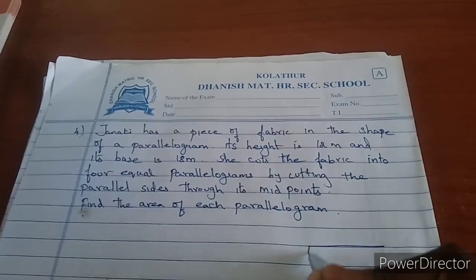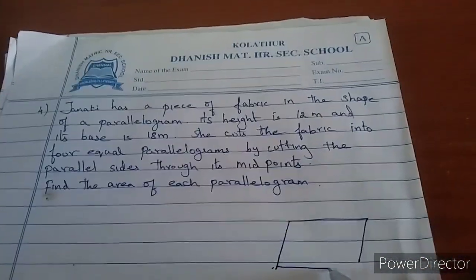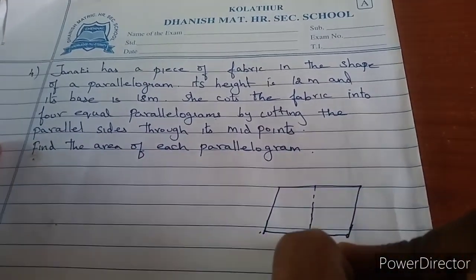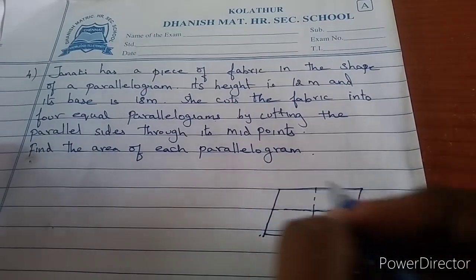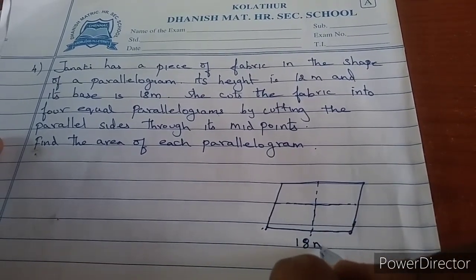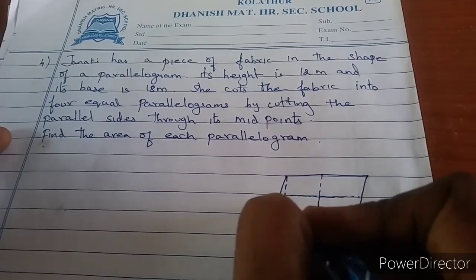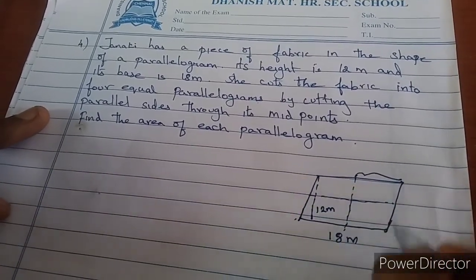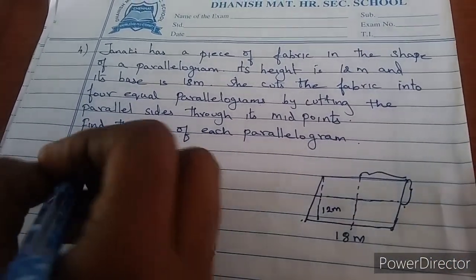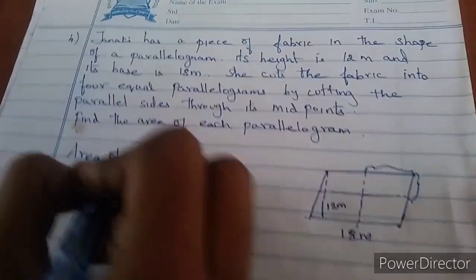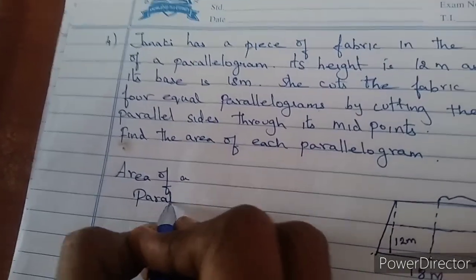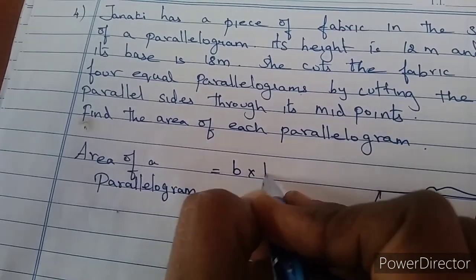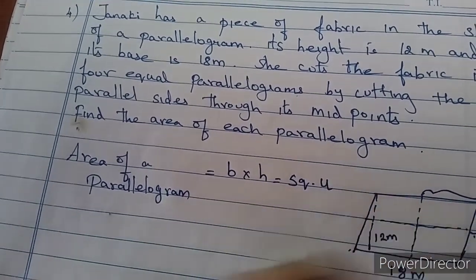So, first step, please try to draw the shape of the parallelogram. Janaki is going to cut the fabric into 4 equal parts, and the base is given as 18 meter and the height is given as 12 meter. So we have to find out each part. Now, area of a parallelogram equal to base into height square unit.